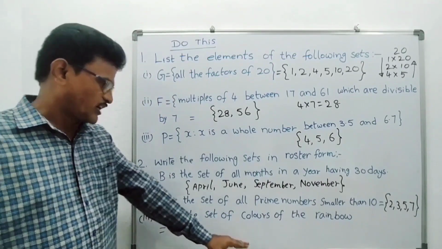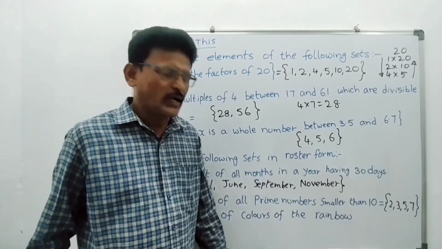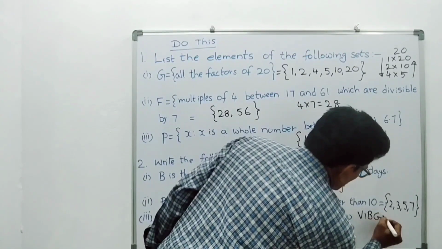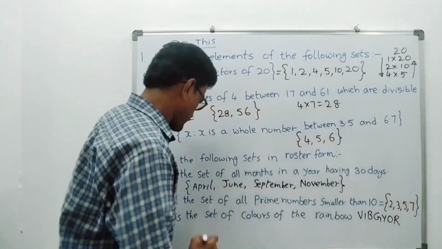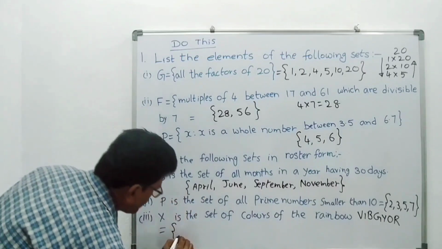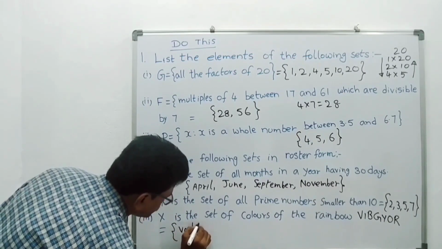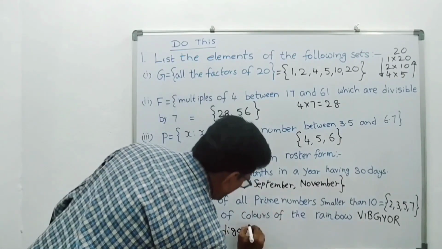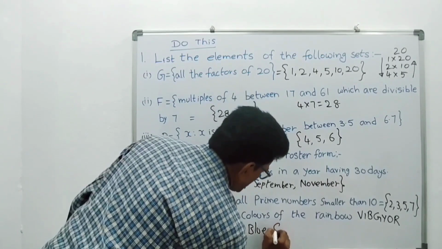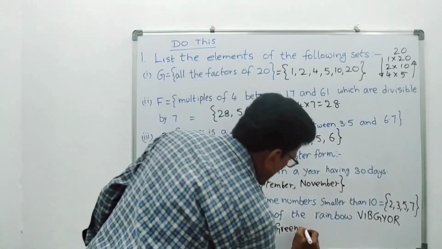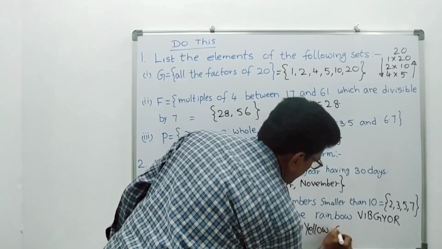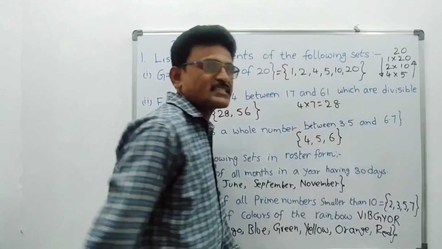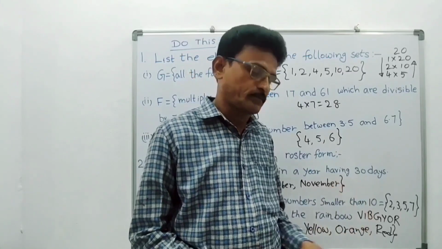Now, X is the set of colors of the rainbow. What is a rainbow? See, we have 7 colors, that is VIBGYOR. These colors we have to write as a set. So we will write V. V means violet. Now I is for indigo. B is blue. G for green. Y means yellow. O for orange. Now R is for red. So these are the 7 colors in VIBGYOR, right?